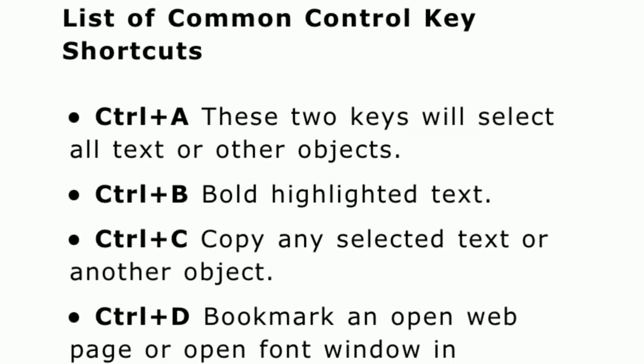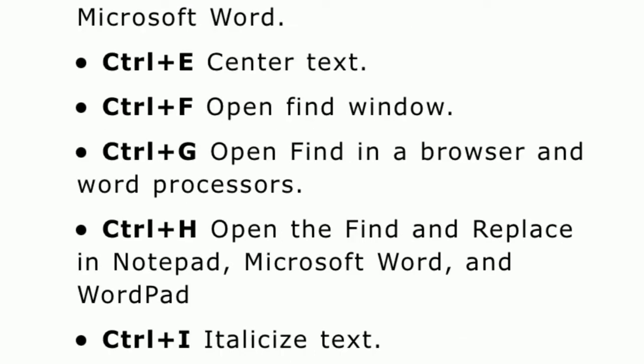Okay, let's go to the list of common Control key shortcuts. Now when you press Ctrl A, you hold your Control and then click A. It will select all text, so you'll be able to bring all your text together. Ctrl B will bold a particular text. Ctrl C will copy the text and you can paste it in another place. Ctrl D will bookmark an open web page.